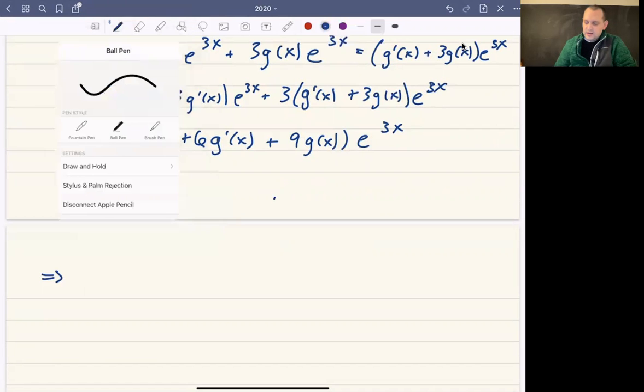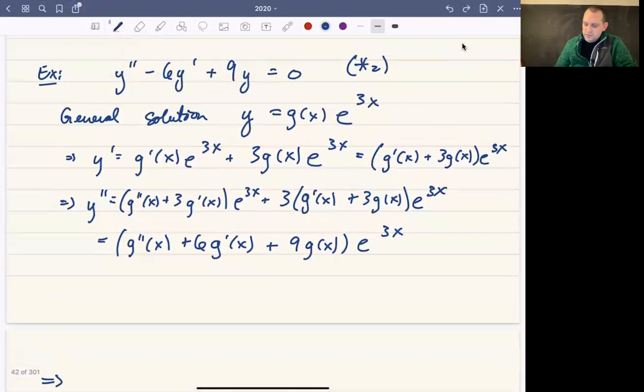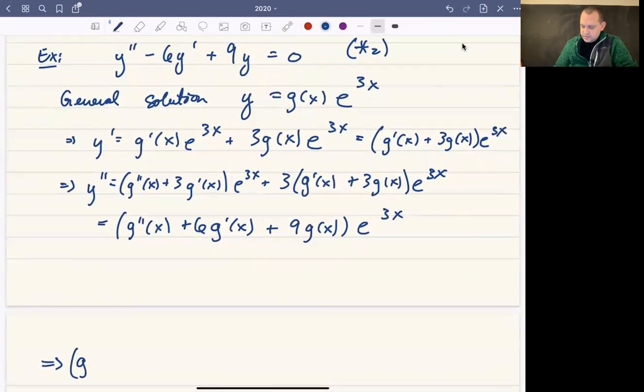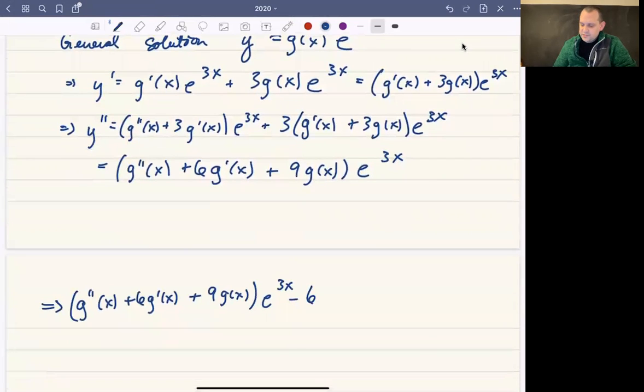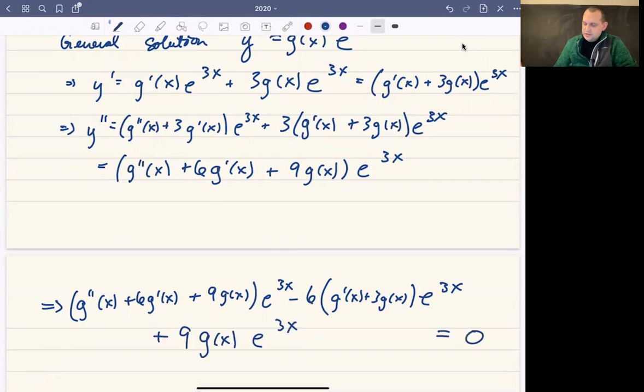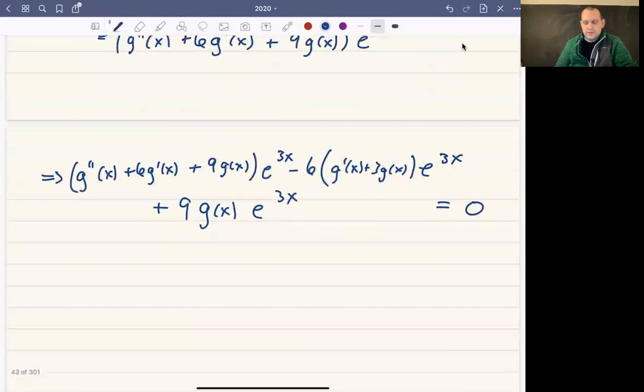So that means that we're looking at y double prime. Let's just go back so I can read it. Y double prime. So that was g double prime of x plus 6g prime plus 9g of x times e to the 3x. So that's our y double prime minus 6 times y prime. So that's 6 times g prime plus 3g, e to the 3x, plus 9 times y, which was g of x e to the 3x, and that's all going to be equal to 0. Okay, so I had to do that on 2 lines there, but that's the idea.